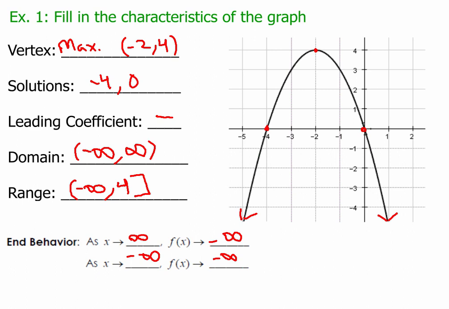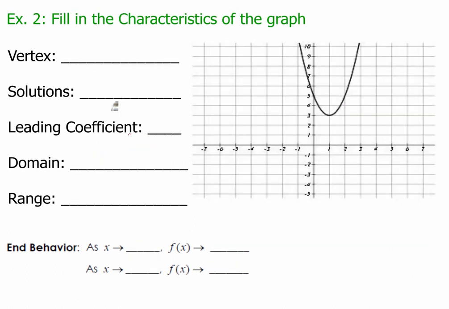Let's look at a second example. Example 2, same thing. We want to fill in the characteristics. So the vertex. This one has a minimum right here. So this has a minimum. And that minimum is at 1, 3. For our solutions, this graph does not intersect the x-axis at all. So I can't use my graph to find the solutions.